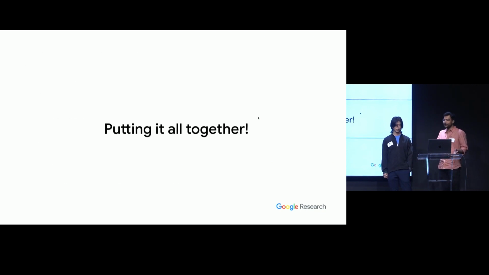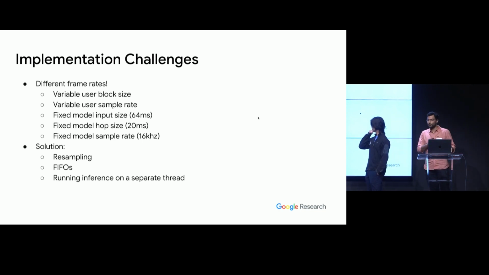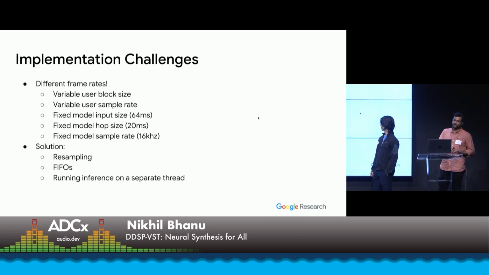All right, putting it all together, how do we actually make this plugin run in real time? One of the implementation challenges that we faced was differing frame rates. We have two processes that are running at different rates. The audio callback runs at a variable rate, as it depends on the sample rate and block size selected by the user. And the model inference runs at a fixed rate of 20 milliseconds. We solved this problem by using resamplers and FIFOs appropriately at the input and output stages, as well as running inference on a separate thread.